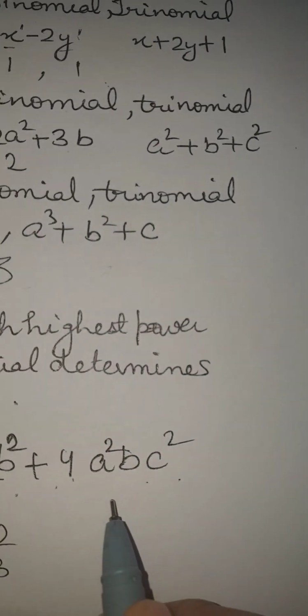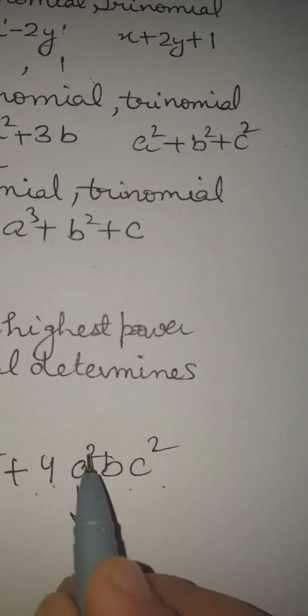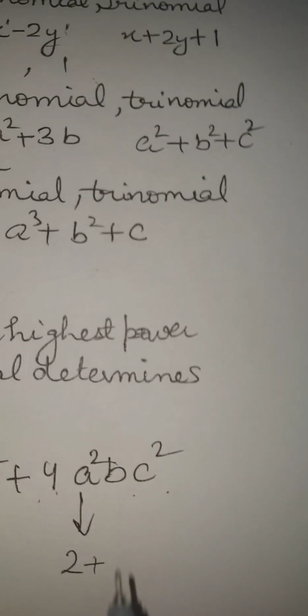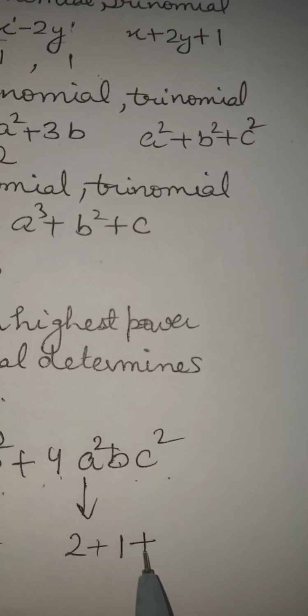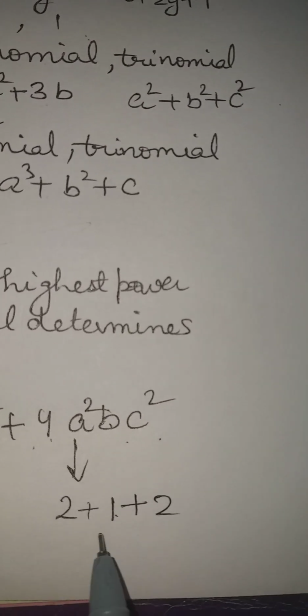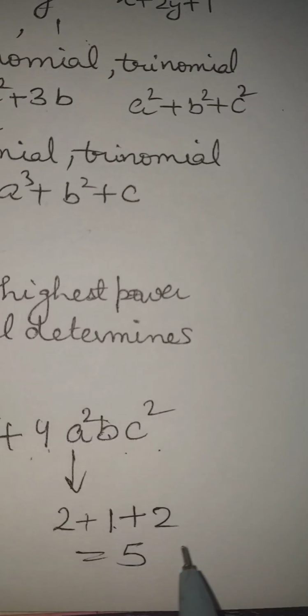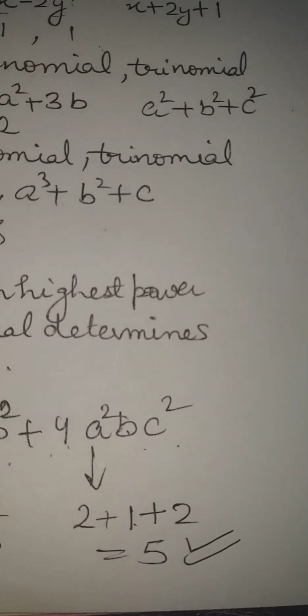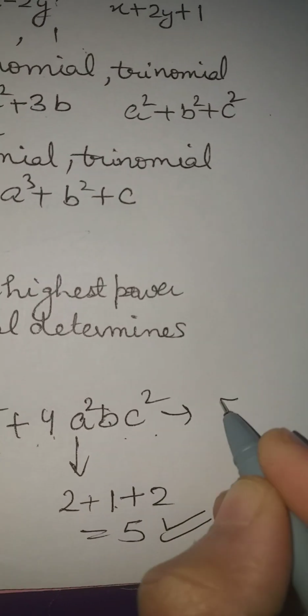So we will discuss the next one. Here we have a raised to power 2, that is 2, and b raised to power 1 and c raised to power 2. So 2 plus 1, that is 3, and 3 plus 2, that is 5. So this would be the degree of the polynomial. So the degree of this polynomial is 5.